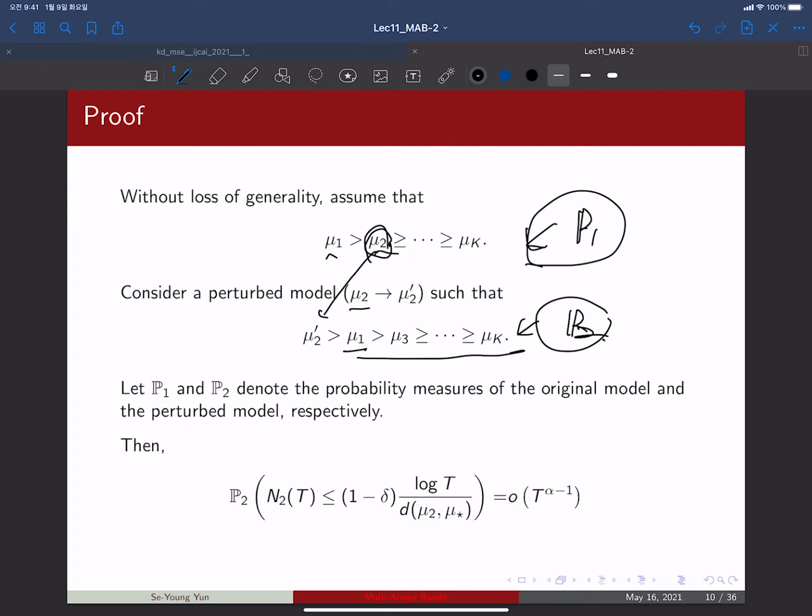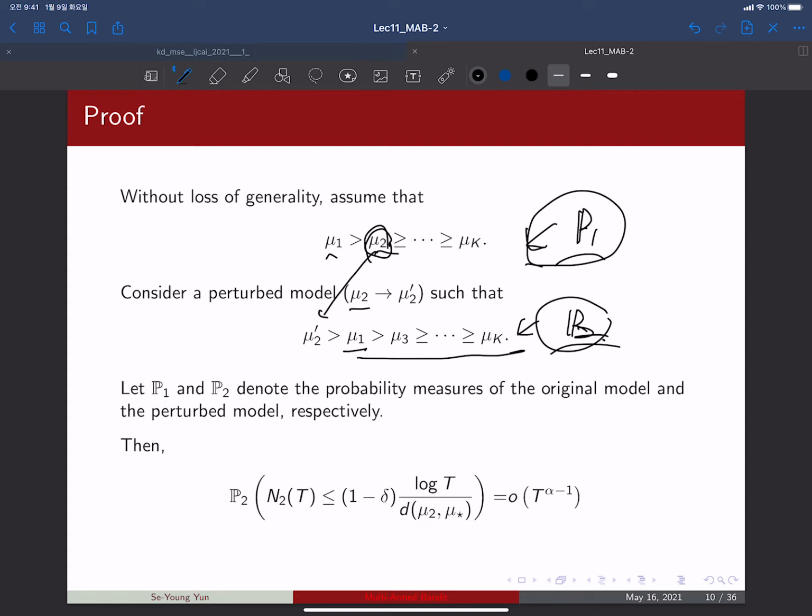Okay, so why do we have to design such a two-model setup? One is the original and one is a perturbed model. In real life, we essentially don't know which distribution model the current reward process comes from. We don't know whether the reward comes from P1 or P2. And in P1 and P2, we have different best arms.